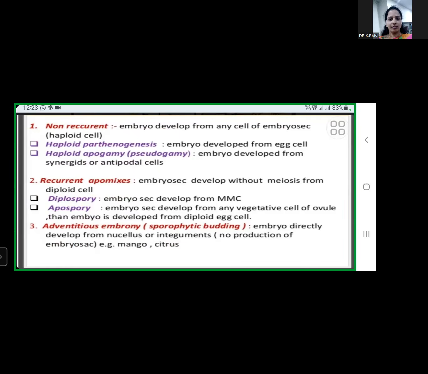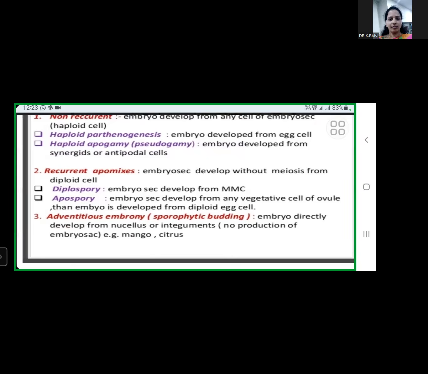Please note the difference between diplo and apo. Diplospory develops only from the megaspore mother cell, without meiosis, from a diploid cell. Apospory, without meiosis from a diploid cell, develops from any vegetative cell of the ovule, then the embryo develops from the diploid egg cell. Similarly, the adventitious embryo develops directly from the nucellus or integuments. We'll discuss that in the last slide.